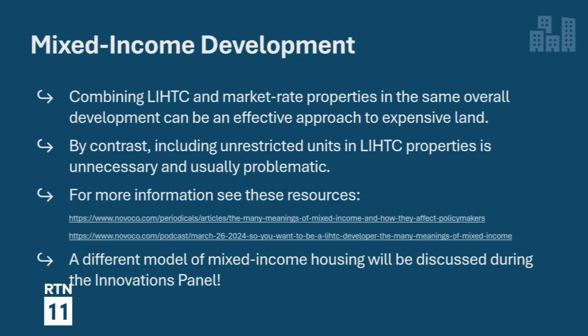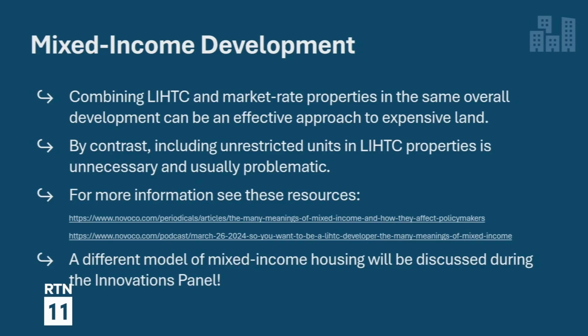And so what some of you may be thinking is, well, why don't you have them be the same property? Why don't you have the tax credit project have in it some market rate units? And that's a very common thought. A lot of people think it, but because of the way the federal rules work, that's actually a problem. You can do it, but it's often a bad idea. It's almost always better to have the property that is the tax credit property be 100% low income.